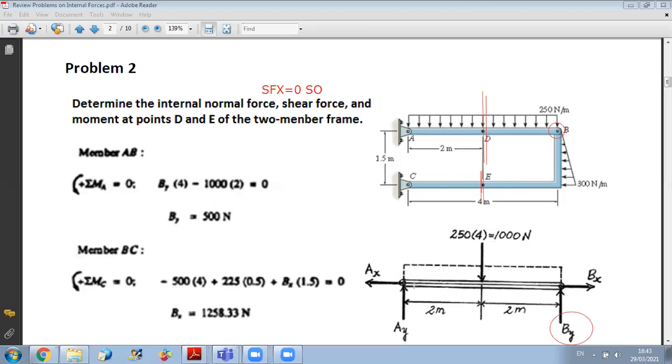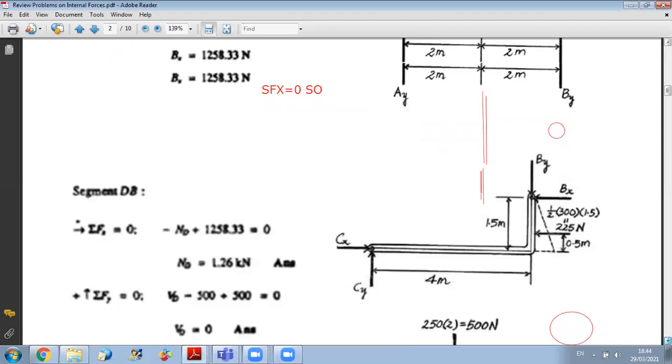I will try to get Bx, By without the other ones. So when you draw AB, you will say what equation will give me directly By? It is sum of moments about A. Exactly. But for Bx, I cannot get it directly. I need to look at the second part, which is BC. So now if I look at BC, I will try to find Bx only without the need of getting Cx, Cy. Also, this is possible by doing what?